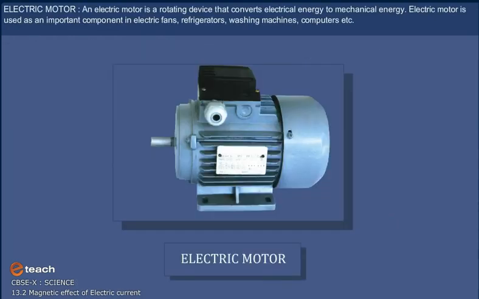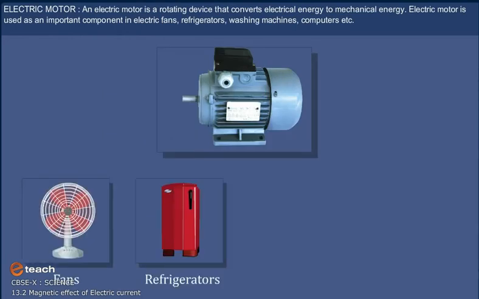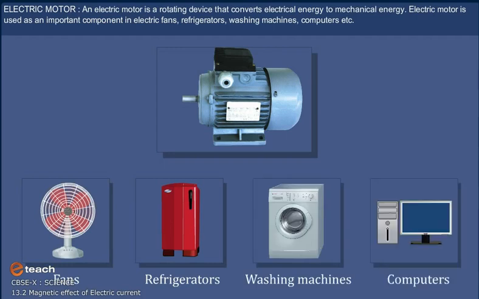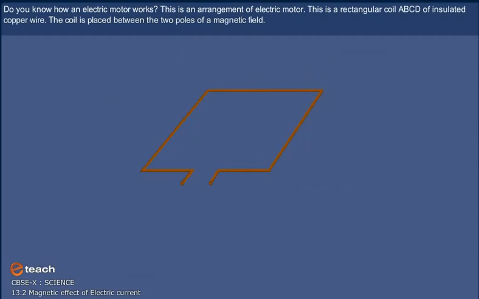Electric motor. An electric motor is a rotating device that converts electrical energy to mechanical energy. An electric motor is used as an important component in electric fans, refrigerators, mixers, washing machines, computers, MP3 players, etc. Do you know how an electric motor works?